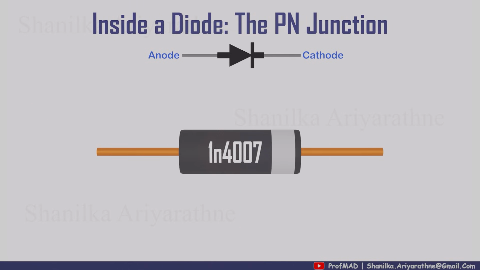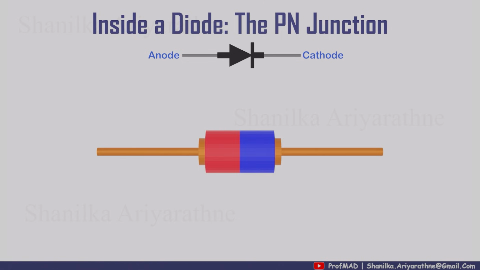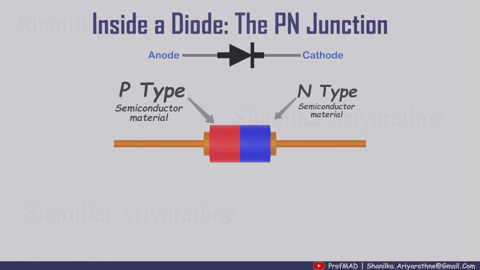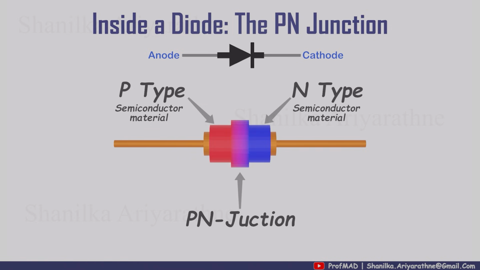Even though a diode looks like a small black component on the outside, inside it's not just two wires touching. It's actually a single, continuous silicon crystal. One side is made p-type, and the other side is made n-type. The boundary where these two regions meet inside the crystal is called the p-n junction.